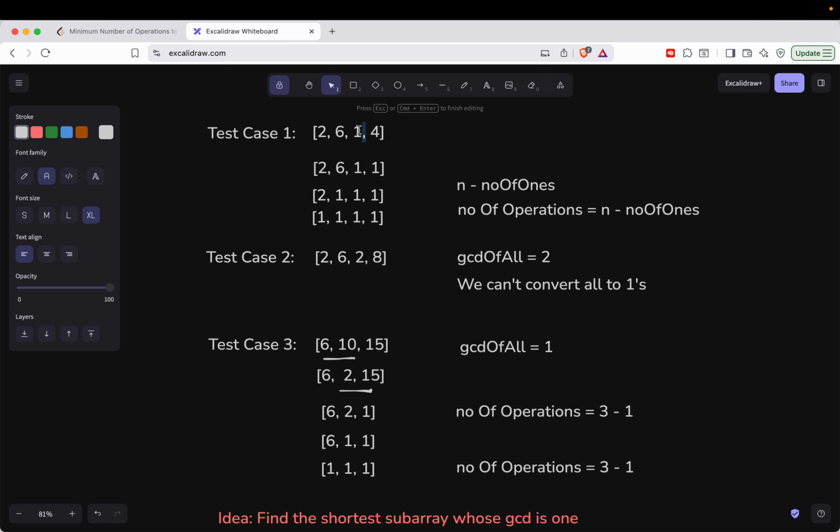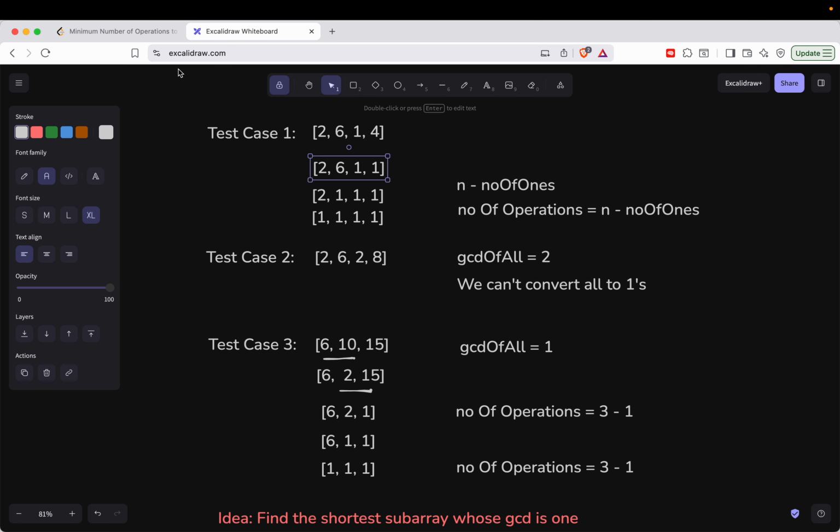There is a possibility that there will be a single one or there can be more than one ones as well. So the total number of operations required to convert is basically the length of the array minus the number of ones in the array. Let's say this is also 1. Then you don't have to convert this into 1 because it's already 1. The operations required will be to convert this and to convert this, so only two operations will be required. In that case the number of operations will be n minus 2, which is 4 minus 2, which is 2.